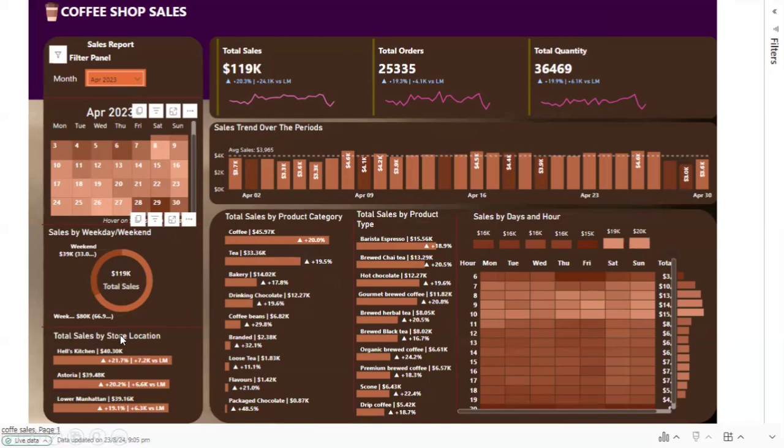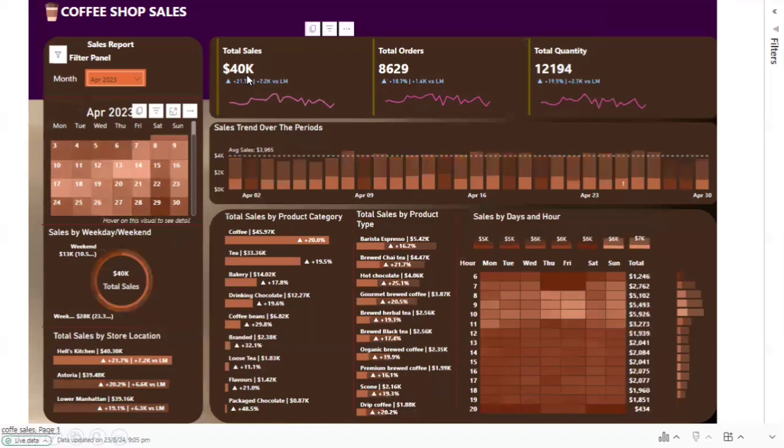And if we check here on the basis of location, we can see the best performing was Hell's Kitchen. Hell's Kitchen got 40.3K, and Astoria got total sales of 39,000 compared to Hell's Kitchen. But what we can see here is in Hell's Kitchen, we see a total 21.7% increase in sale compared to the last month. Here we can check. We can say 40,000 is the total sales for Hell's Kitchen, and 8,629 is the total orders, which increased by 18.7% compared to the last month.